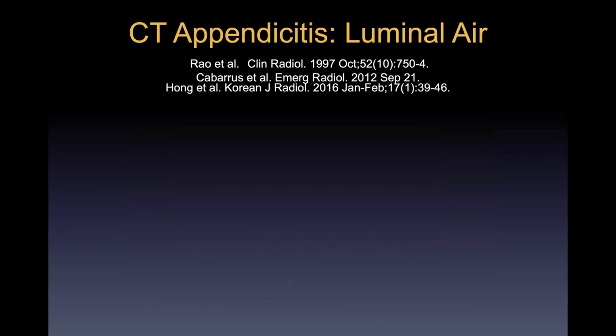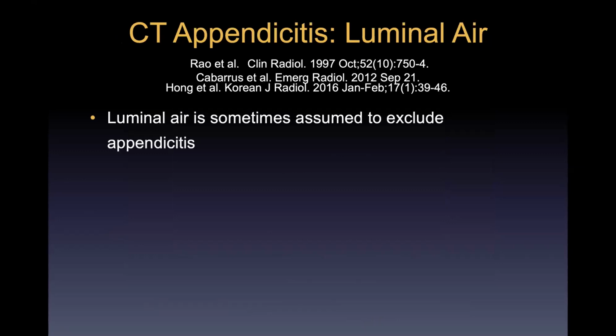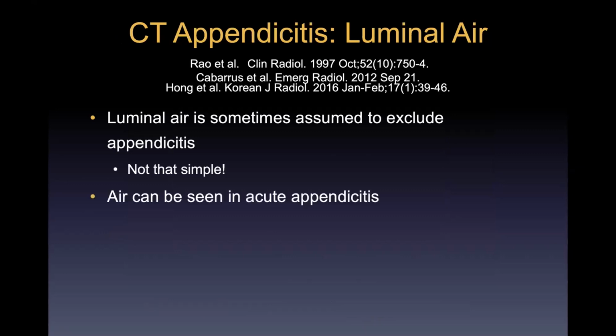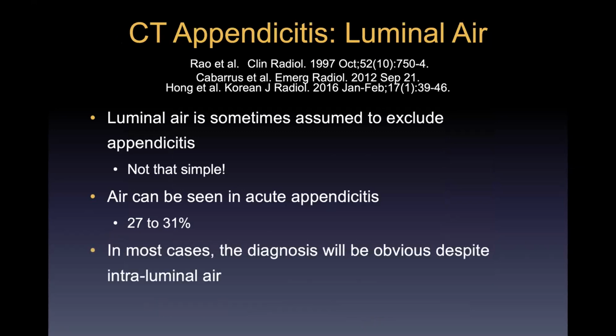And then luminal air. Luminal air is sometimes assumed to exclude appendicitis, the idea being it means the appendix is not obstructed, therefore they don't have appendicitis. But it's not that simple. You can't use that finding like that. You actually can see air in acute appendicitis in a surprising number of cases. About 30% of cases you will see luminal air.